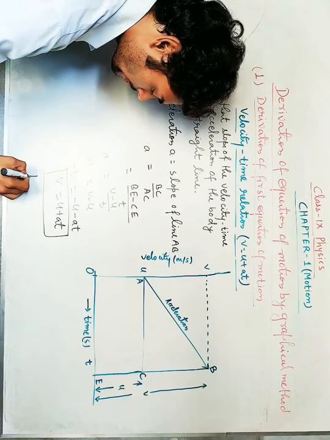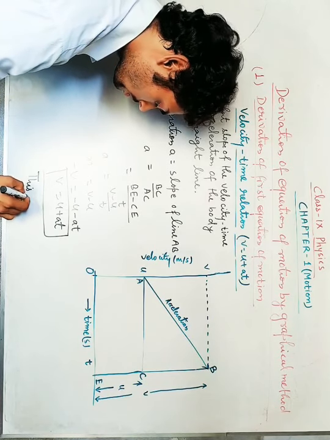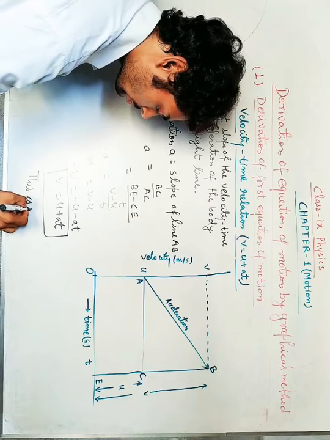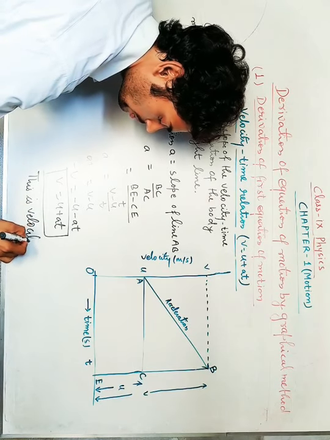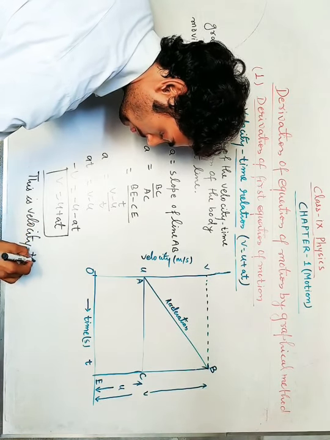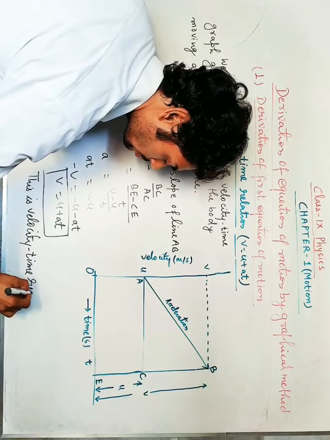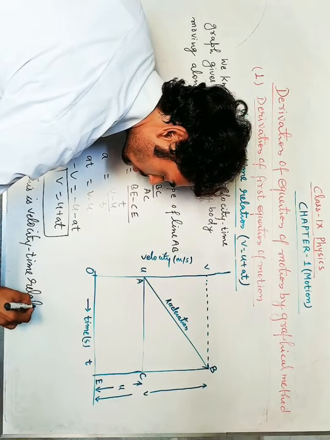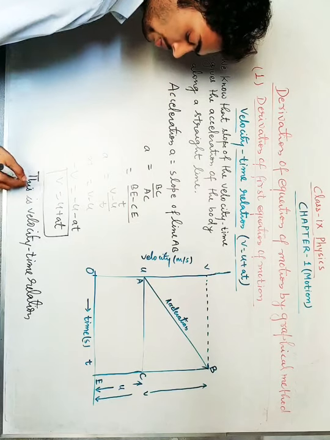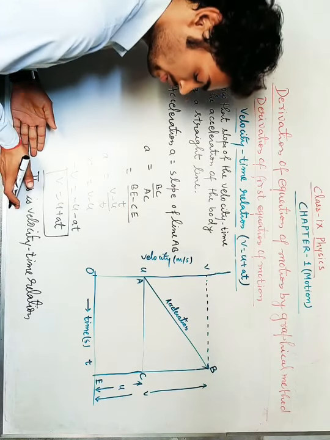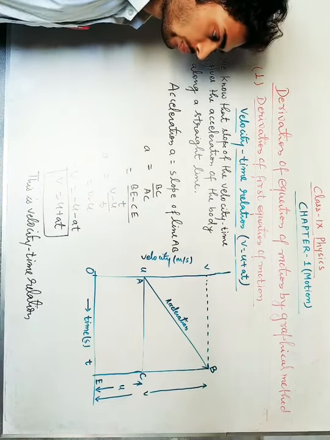So this is the velocity time relation, and the first equation of motion is known as the velocity time relation. Okay.